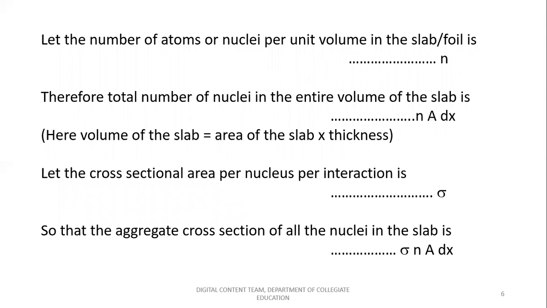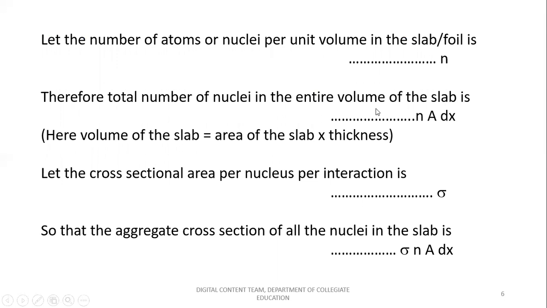Let the number of atoms or nuclei per unit volume in the slab, or foil, be represented by small n. Therefore, the total number of nuclei in the entire volume of the slab is the volume of the slab times the number of nuclei per unit volume. The volume is area times thickness, where area is A and thickness is dx. So area into thickness gives the volume of the slab, and volume into small n gives the total number of nuclei in the entire volume of the slab.